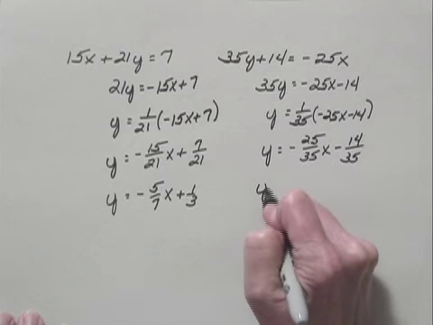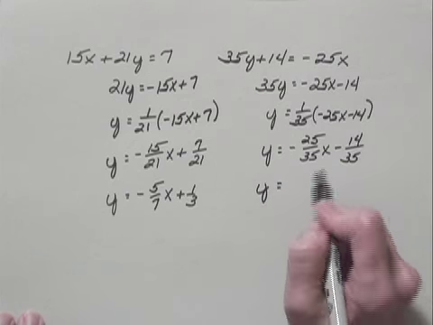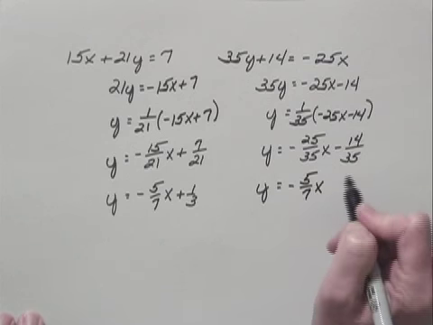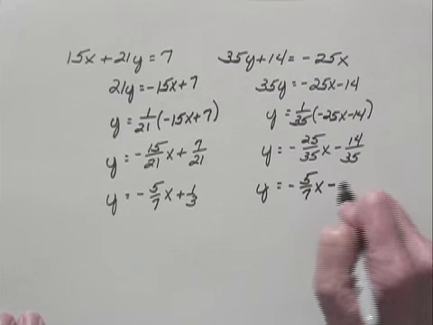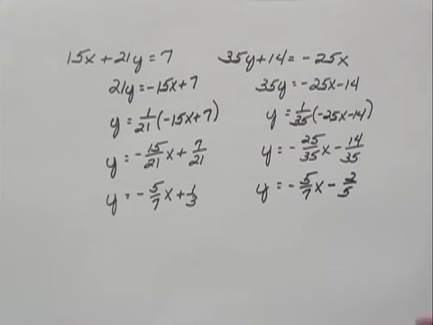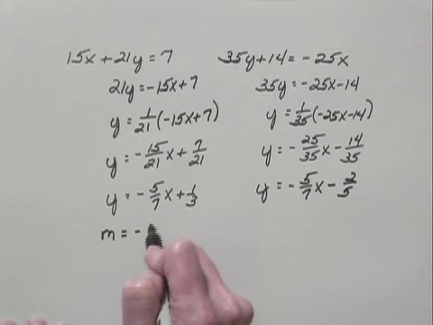And I can simplify both of these fractions. Negative 25 over 35 is negative 5/7. And negative 14 over 35 is negative 2/5. We're subtracting 2/5. So I have both of these equations in the form y = mx + b. I can see that each of them has a slope of negative 5/7.